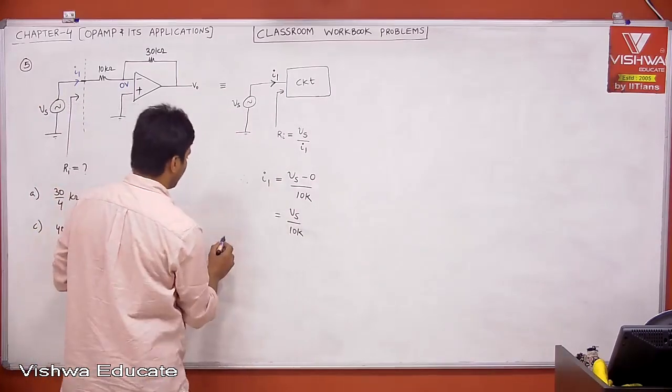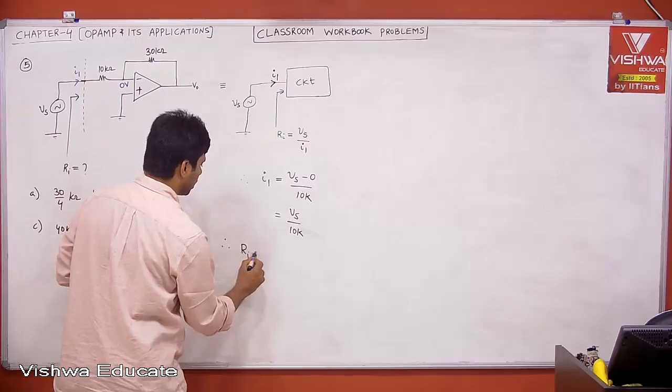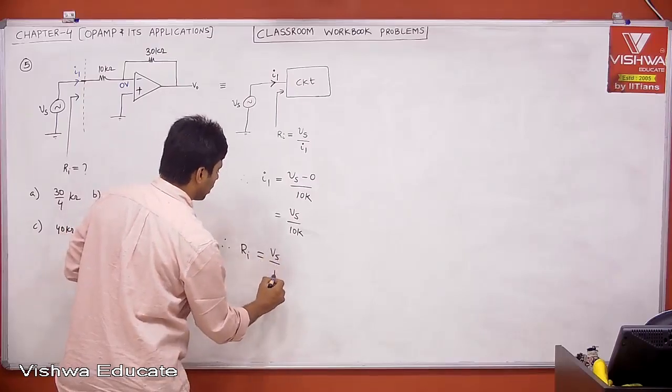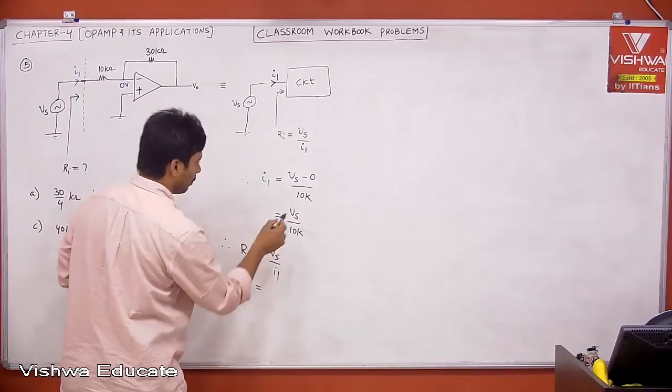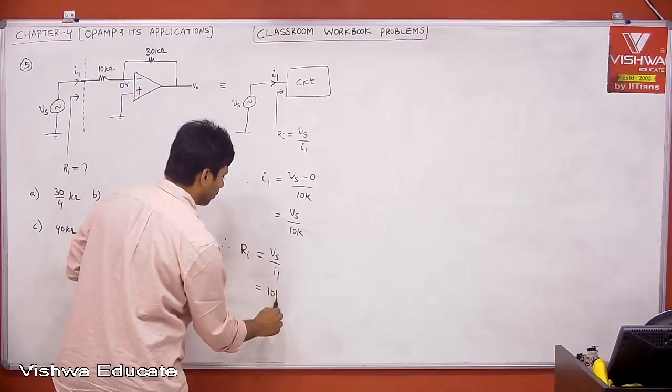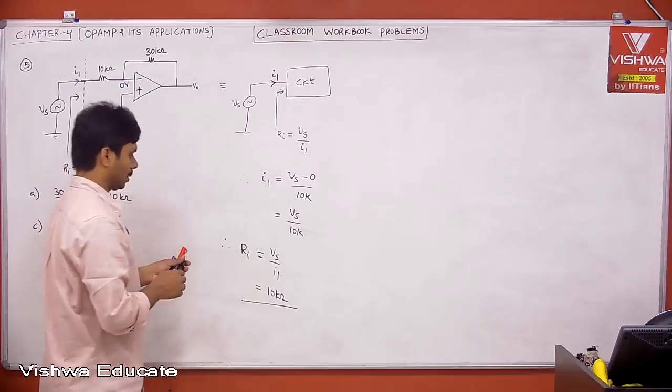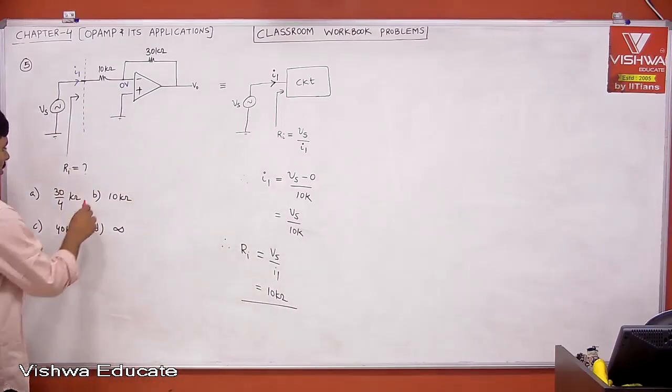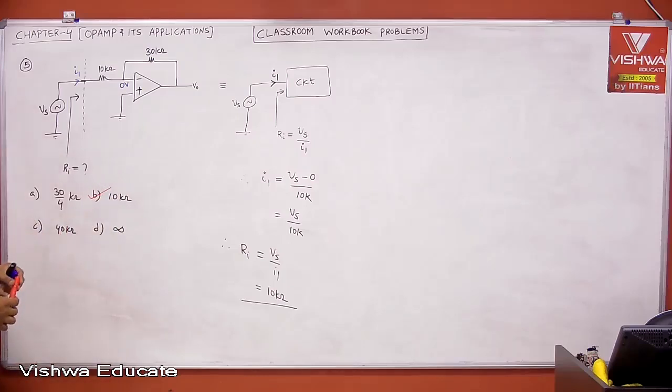Then tell me what is Ri? Ri is nothing but Vs by I1. Vs by I1 is equal to 10 kilo ohm. Therefore, Ri is 10 kilo ohm. Answer is B.